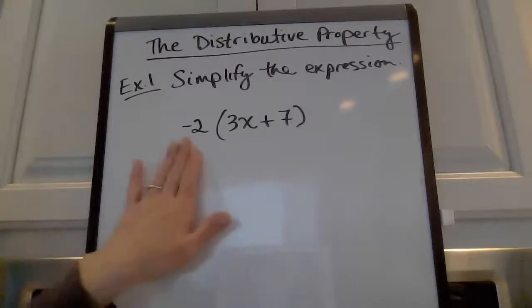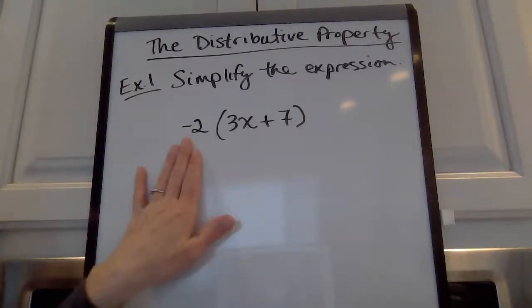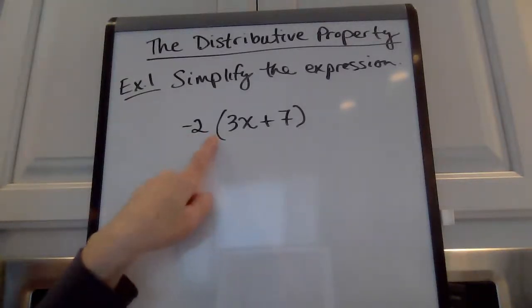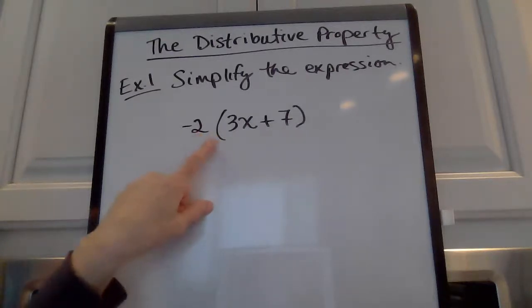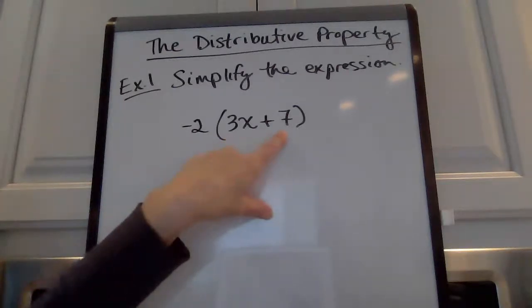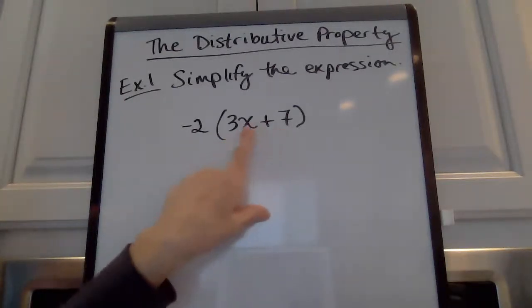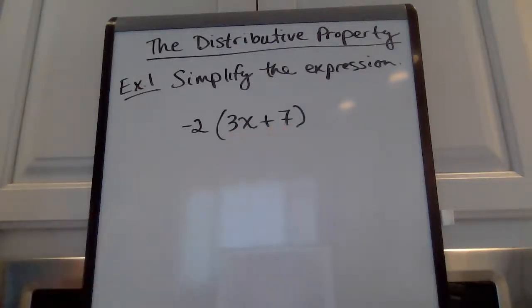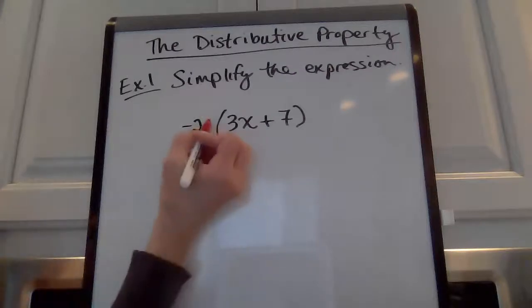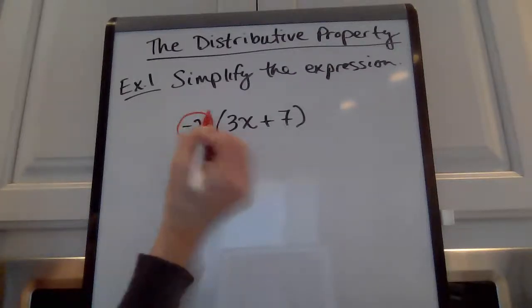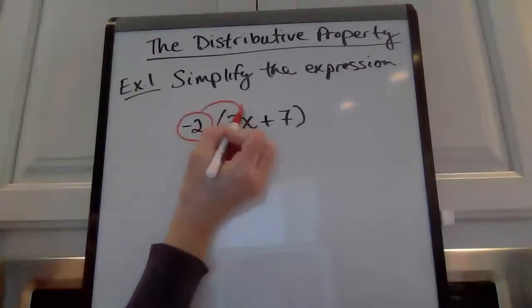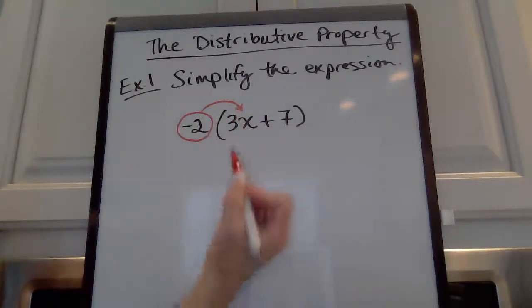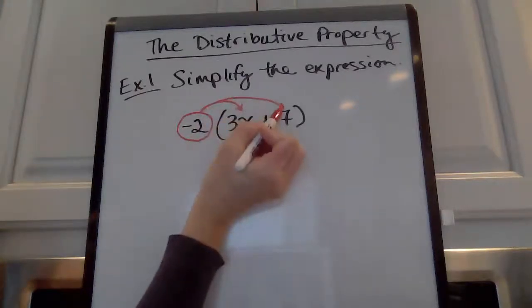So when we have a number or anything sitting outside of parentheses and there's no operation between them, that means you are multiplying. And because the -2 is next to the parentheses, that means that everything in the parentheses is being multiplied by -2. So not just the 3x, but also the 7. So we're going to distribute that -2 over both the terms in the parentheses. So it's going to be multiplied with 3x, and it's also going to be multiplied with the 7.